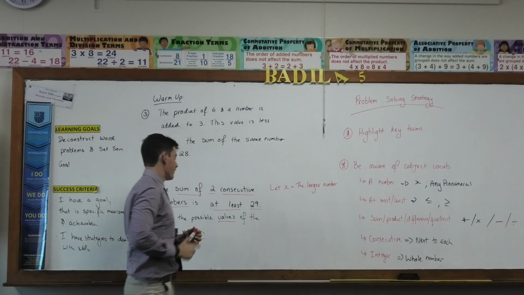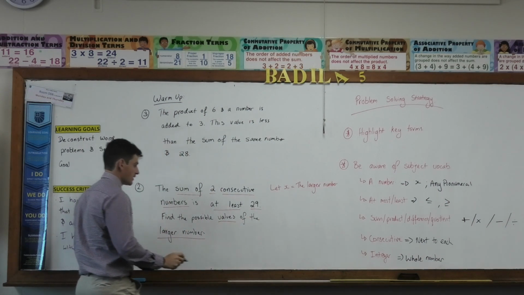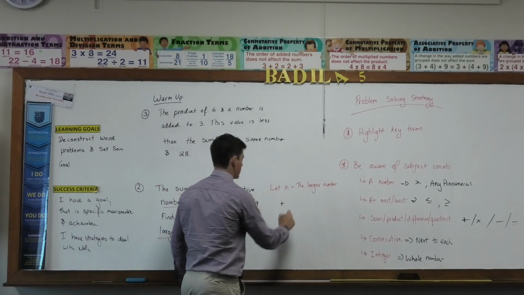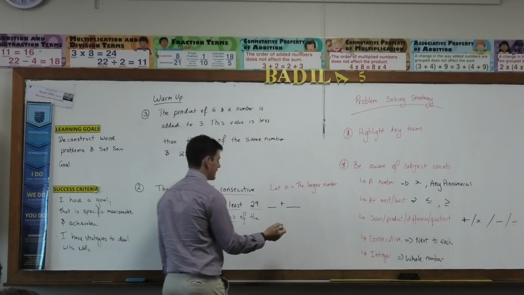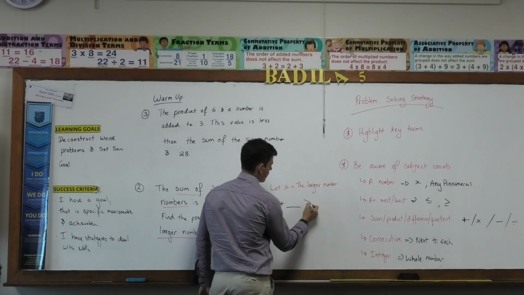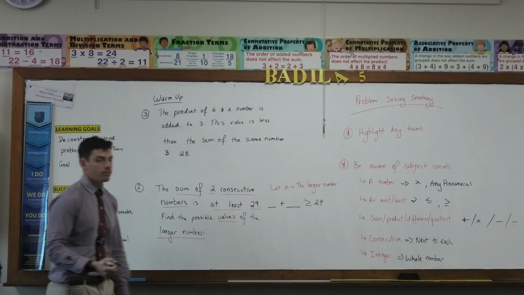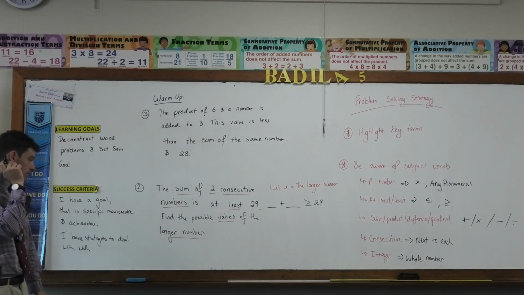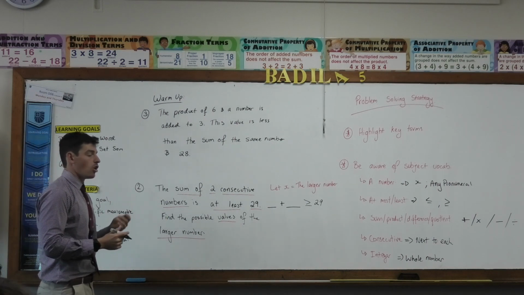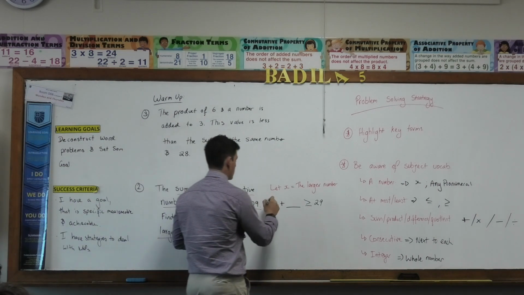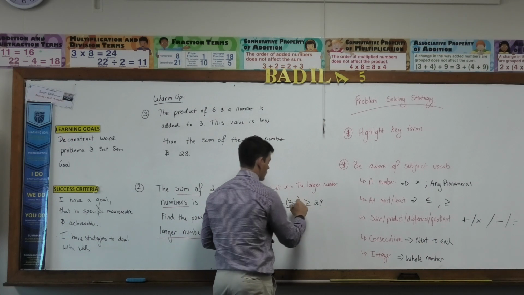So I should have the sum of, what does that mean? Plus. So I'm going to have something plus something is at least, which means greater than or equal to 29. The two things that I'm adding are going to be two consecutive numbers. I'm going to let x be the bigger number, so it's going to be x plus, in brackets, x minus 1.